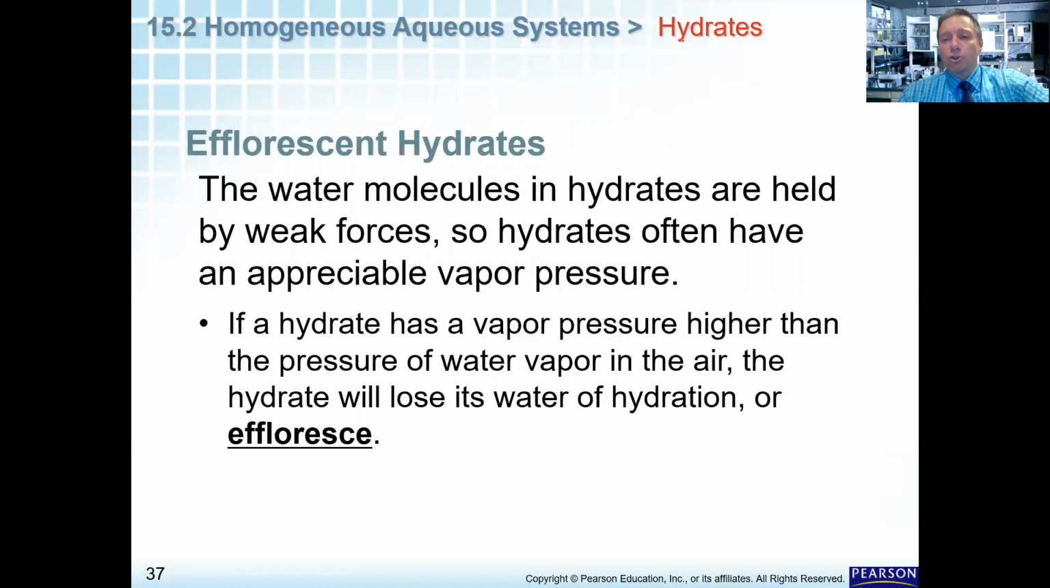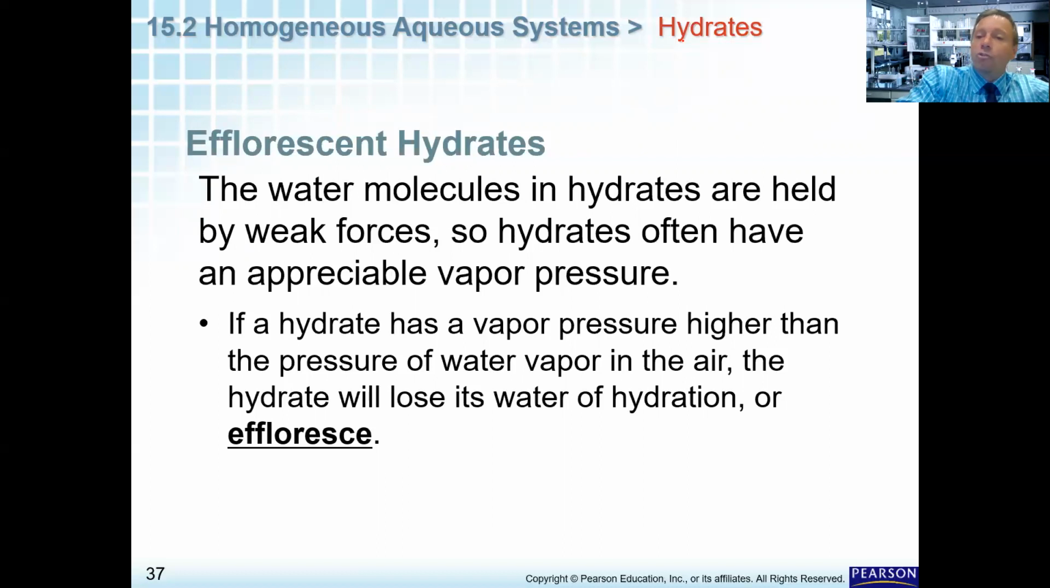These are some real important terms, so please make sure you get these in your notes and be able to differentiate between them. Efflorescent hydrates. The water molecules in hydrates are held by weak forces, so hydrates often have an appreciable vapor pressure. That means the water can escape. If a hydrate has a high vapor pressure, it's going to escape very quickly into the atmosphere. So the hydrate will lose its water.